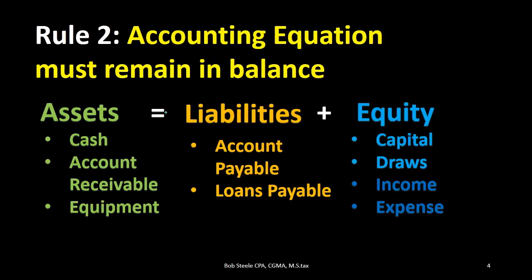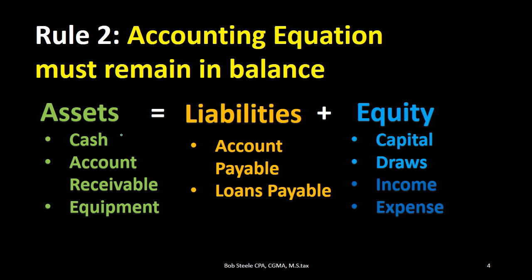Rule number 2, the accounting equation must remain in balance. So the accounting equation is assets equal liabilities plus equity, and we need to record the journal entry in such a way that the accounting equation will remain in balance. That means that we have to have at least two accounts affected in order for that to happen. If something happens to one account, something then must happen to another account.